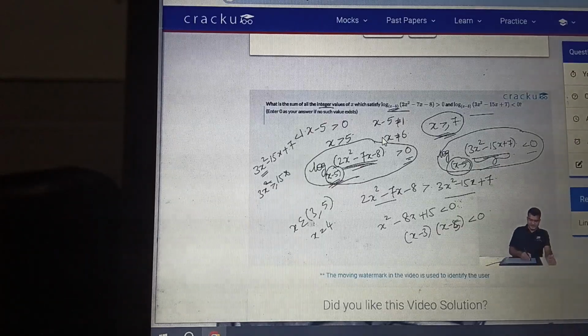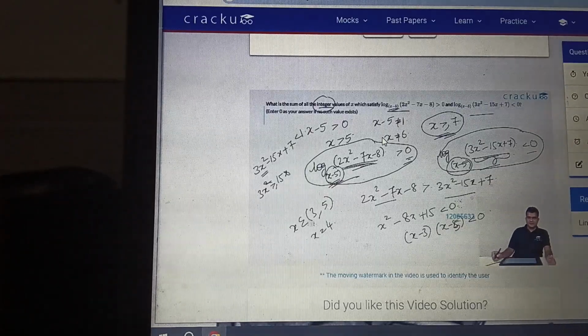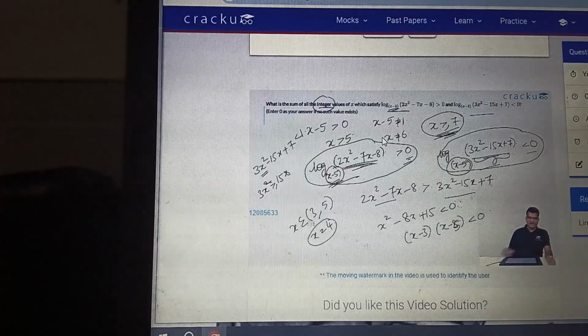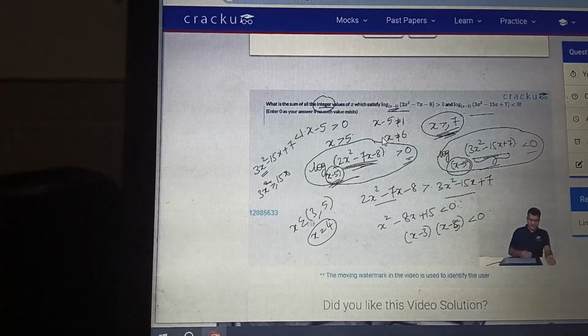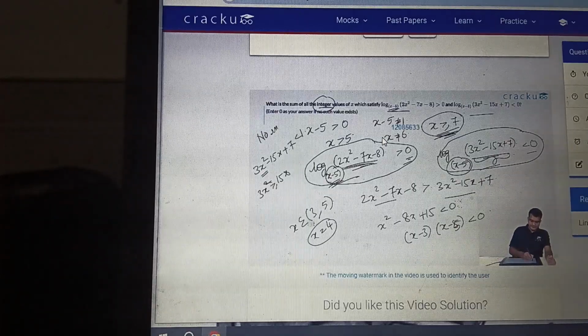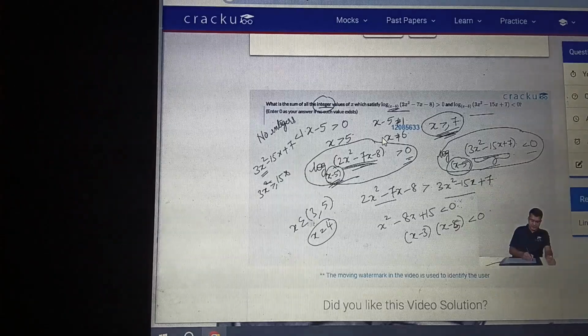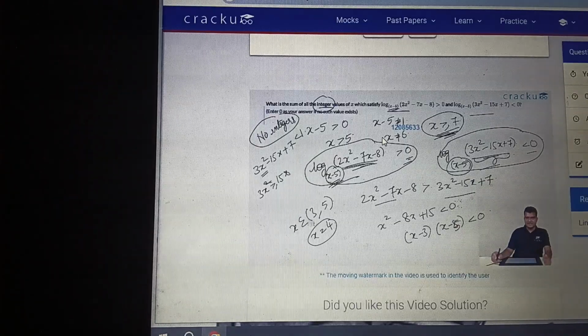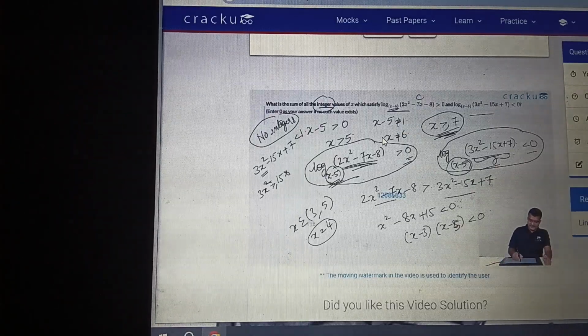x has to be an integer as asked in the question. But we also know that x has to be greater than or equal to 7. So there is a contradiction, x cannot be equal to 4, which would imply that no integers satisfy both of these given inequalities at the same time. So the correct answer is 0. We are asked to enter 0 if no such value exists.